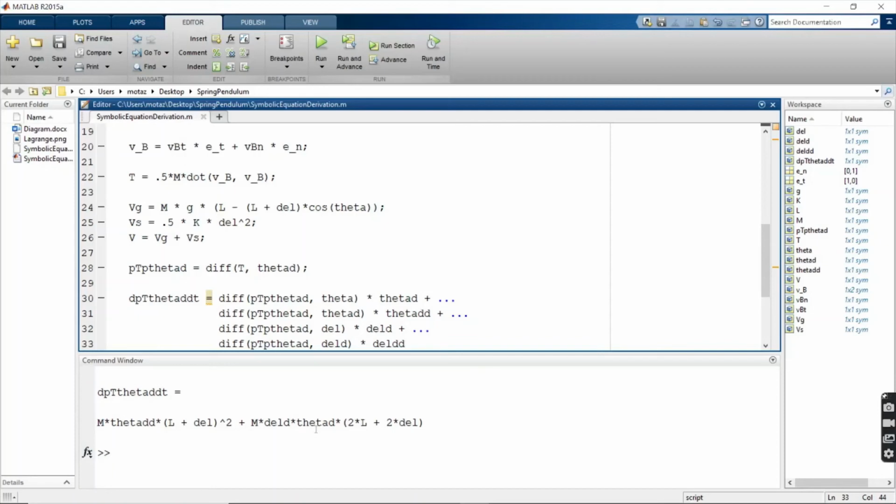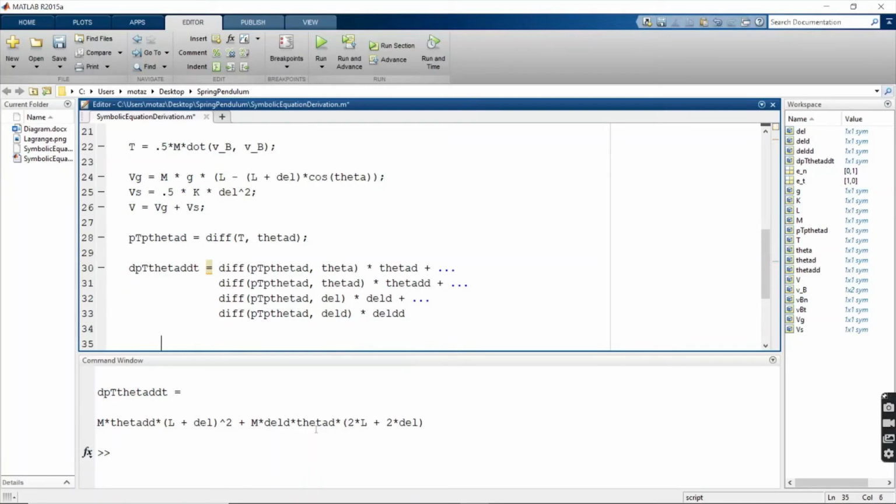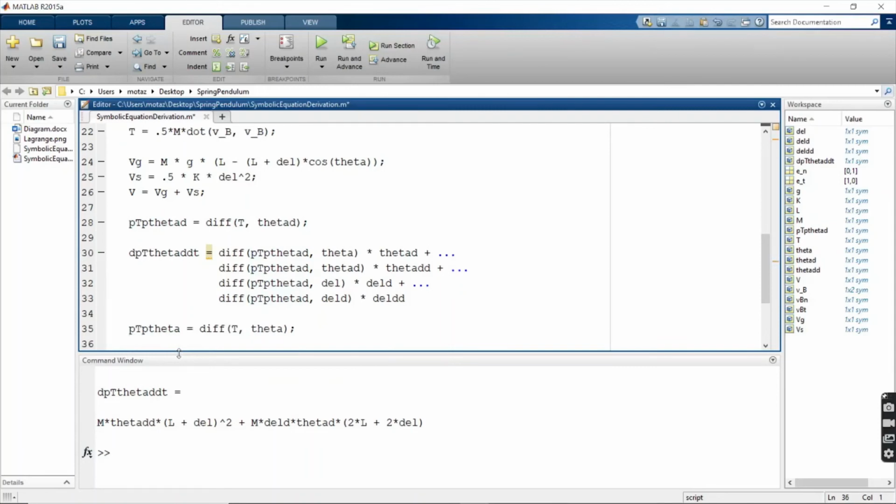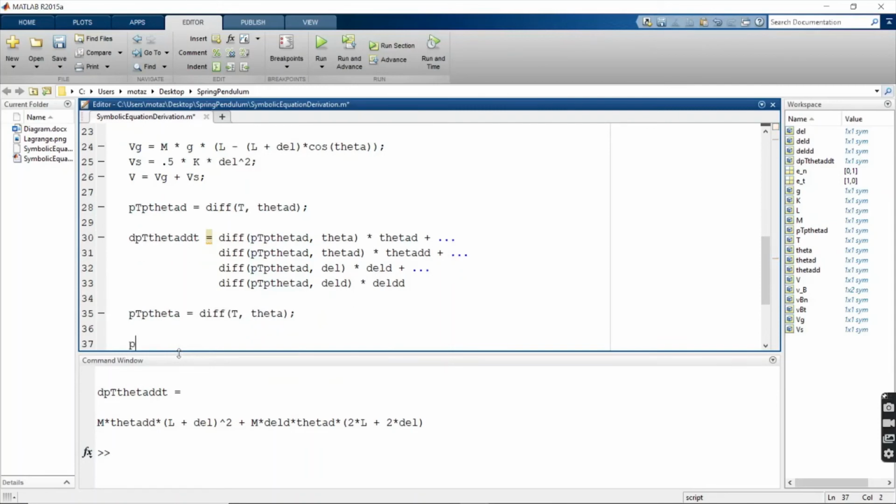Next, we just need the derivative of the kinetic energy with respect to theta, not theta dot, just theta. So we can just copy this term from here. Just need to change it to just theta and not theta dot. And then we need the partial derivative of the potential energy with respect to just theta.